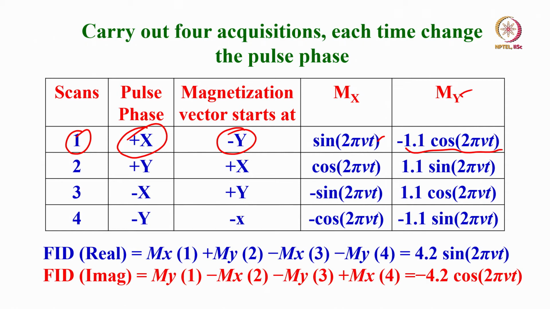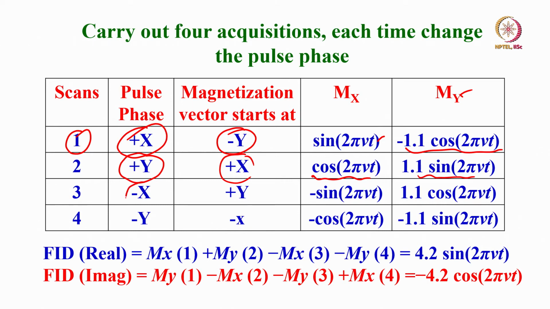Now I will do another experiment. I will put the pulse along plus y. Then magnetization comes along plus x, and then again the cosine part will be Mx and the sine part will be 1.1 times My. It is simple, that is what we understood so far. When you apply RF pulses at different axes, where does the magnetization come, and if you have a receiver at a different axis, how we get the Mx and My component, we discussed.